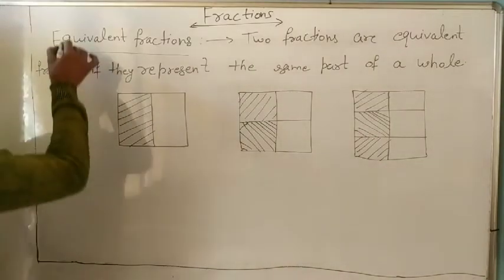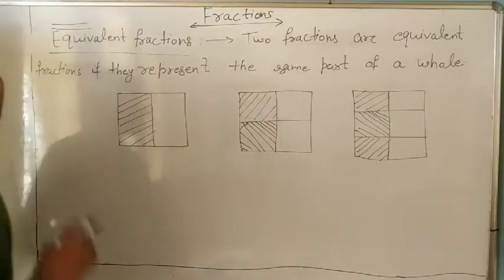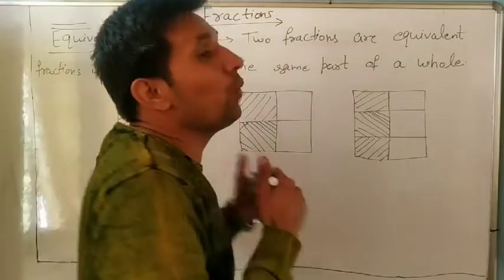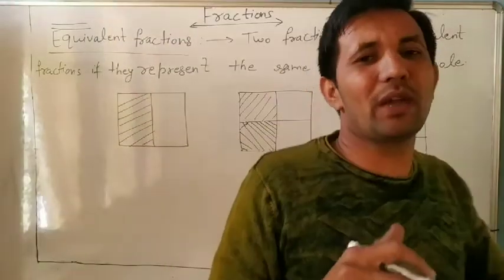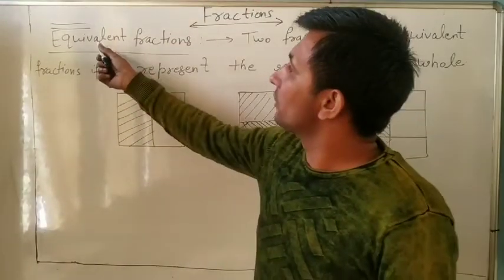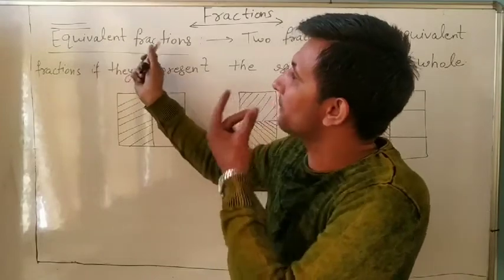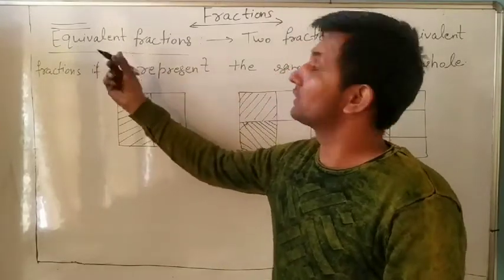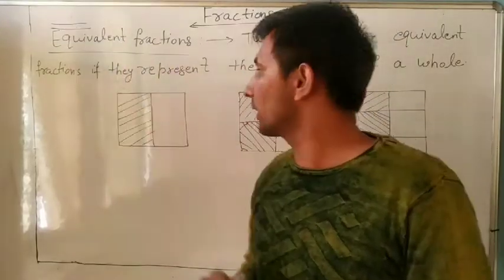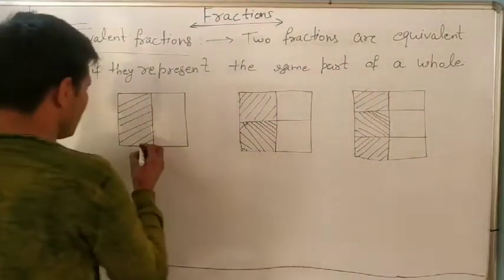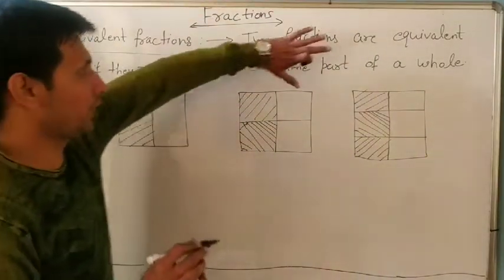Equi means equal. Okay, equal fraction. You can guess what equivalent fraction is by the name of the equivalent fraction. Equi means equal. Now suppose I am giving one example. Don't read this one.